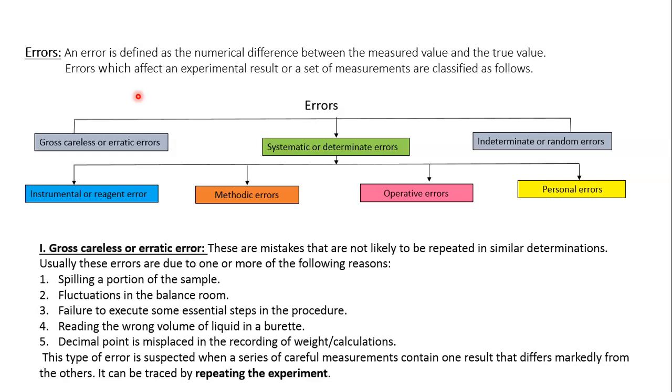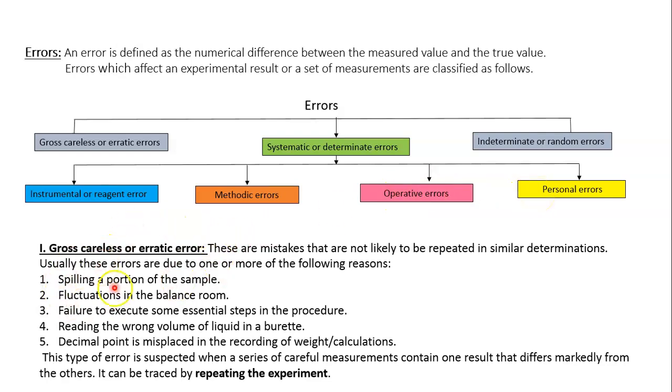Now, what are the reasons for which your experiment can show errors? Errors which affect an experimental result or set of measurements are basically classified into the following types. The errors are gross, careless or erratic errors. It could be systematic or determinate error, or it could be indeterminate or random error. Systematic error is further classified as instrumental or reagent error, methodic error, operative error, and personal error.